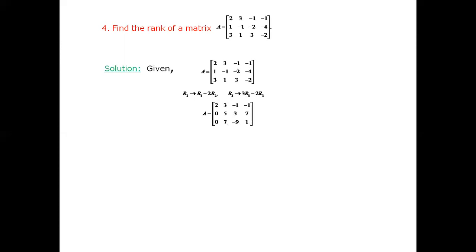Now after this, as usual, we concentrate on the second row. The leading entry of the second row is the second element. This is the second element here. So this should be non-zero. So here we have 5. It is a non-zero element. So by keeping this as it is, we'll make the element below this leading entry 0. That means 7. Using row operation, you should operate the third row with the second row only. So what is the operation?